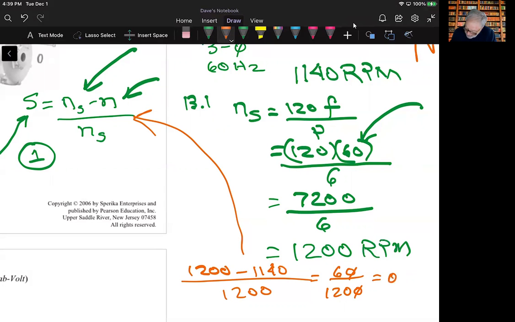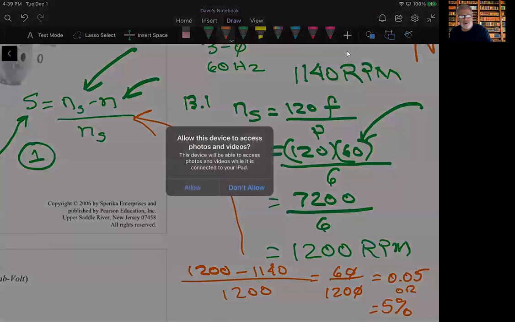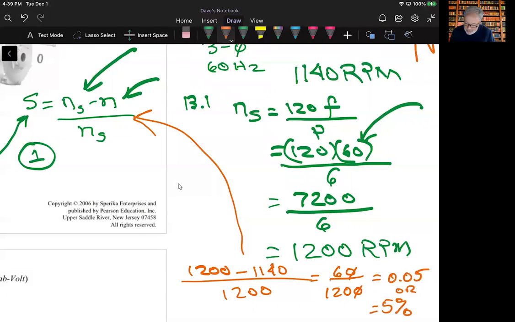0.05, or 5%. And when we were reading about motor slip, we know that's a reasonable answer for a smaller motor, which it is. It's a 1/2 horsepower motor. That's our example 13.2. And I think we're done with 13.9. We'll get ready for the next one.